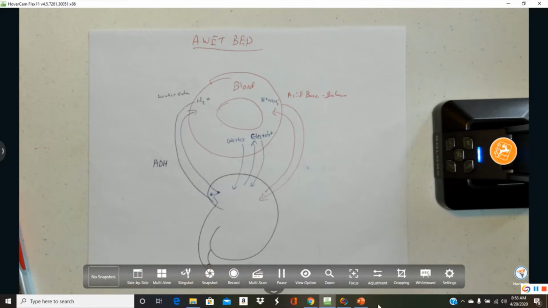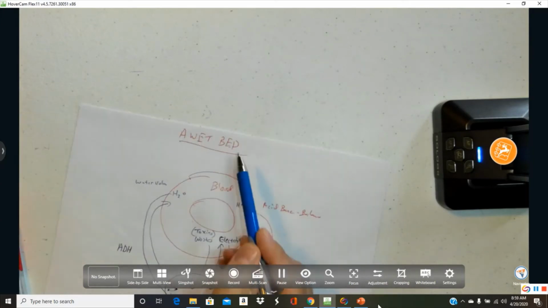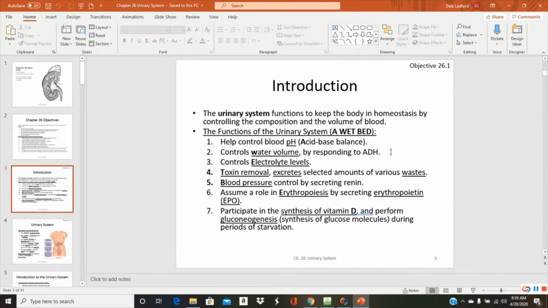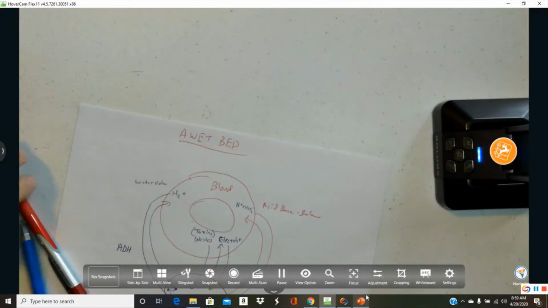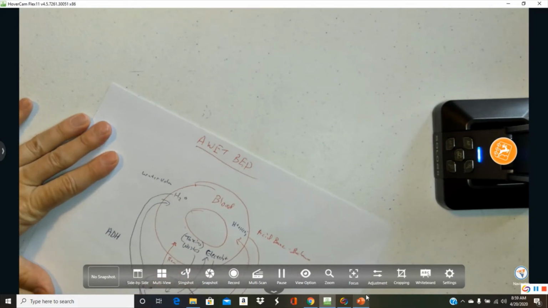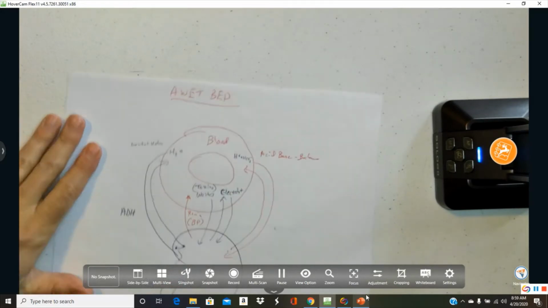So a wet bed. So we've got toxins, and I'm going to write toxins above that. So we know that that's the T in wet bed. Now, one of the other things that's big is blood pressure control. Now, how do we control blood pressure? Remember, we can use our kidneys to produce renin, which controls blood pressure here.